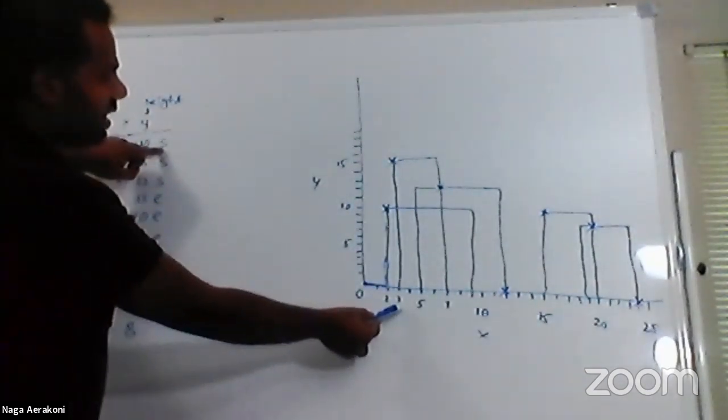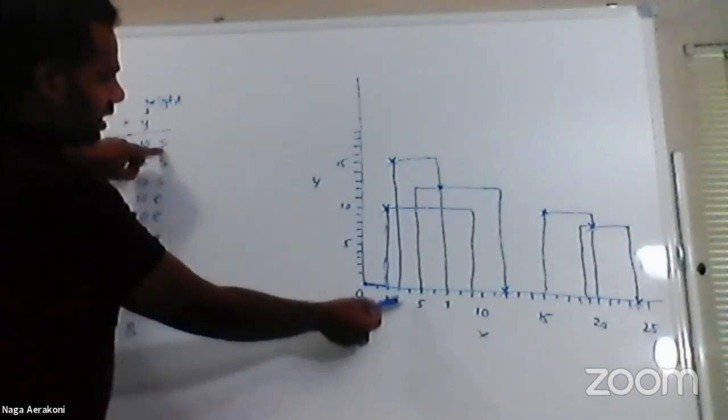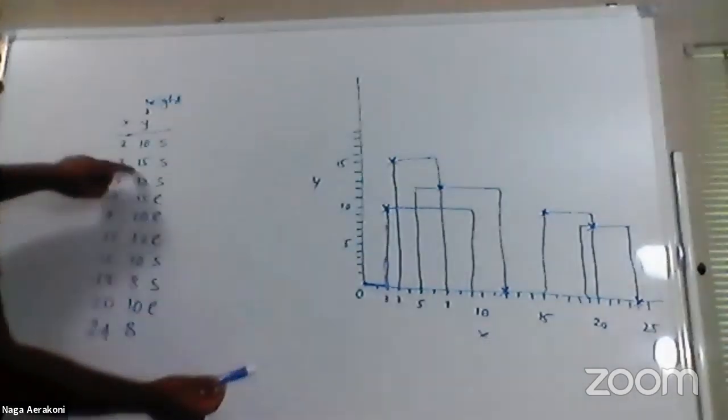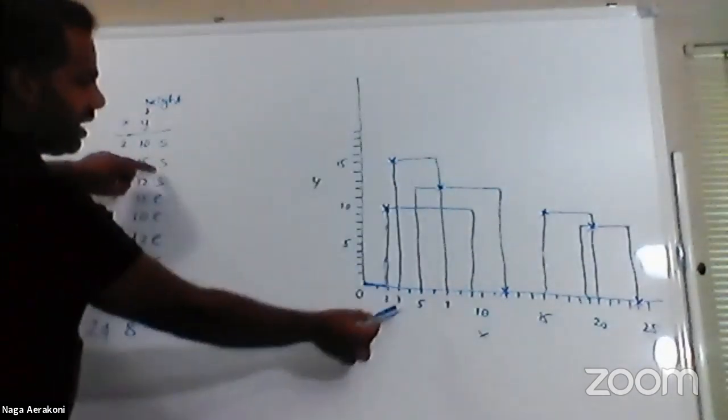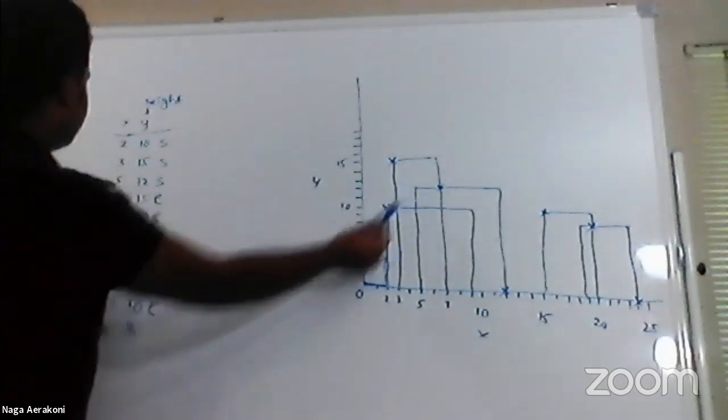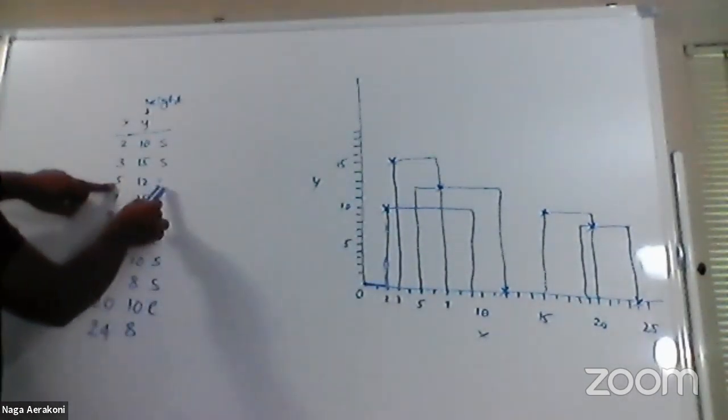The next I have in the list is 3. 3 is starting, and its height is 15. So 3, 15, and it's a start. Next I have 5, and it's a start, ending at 12. I'm adding 5, 12 and start.